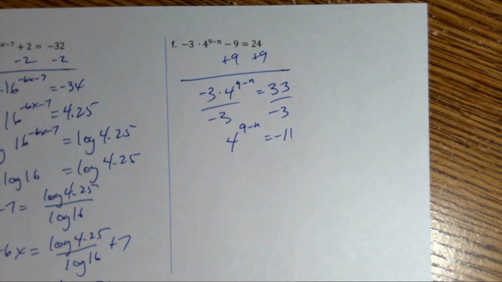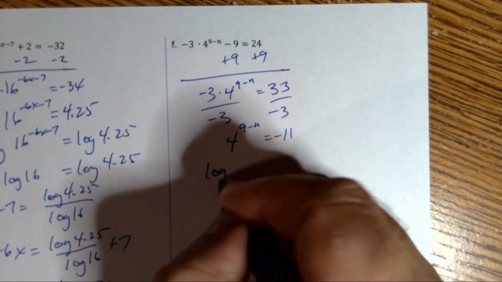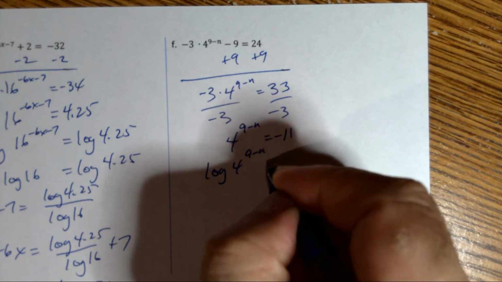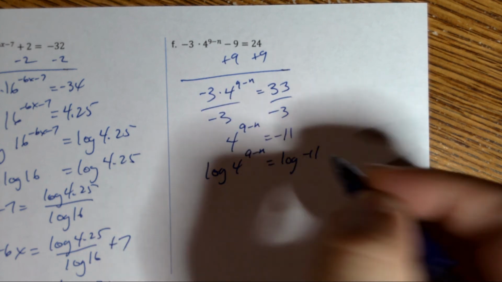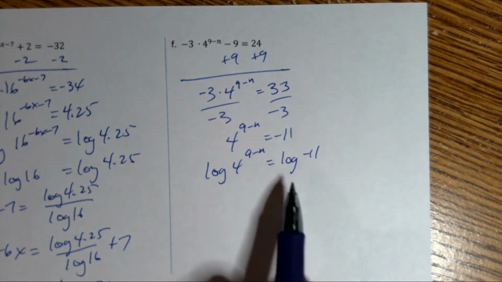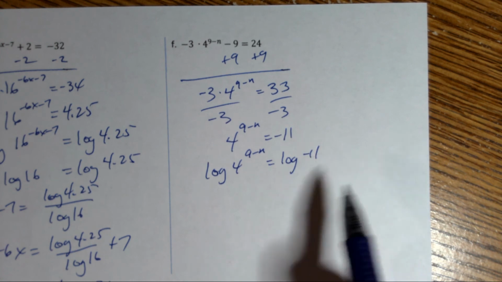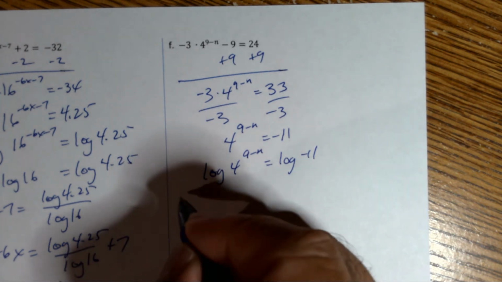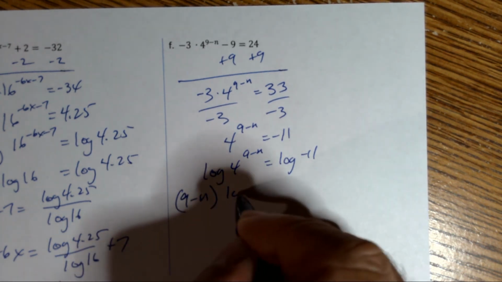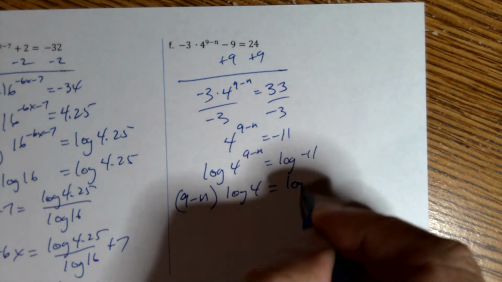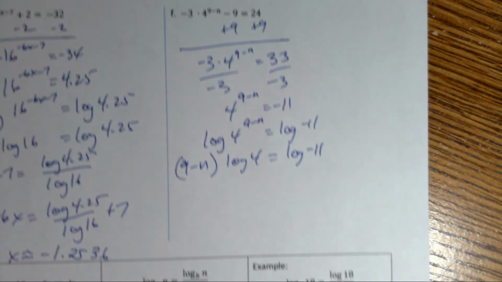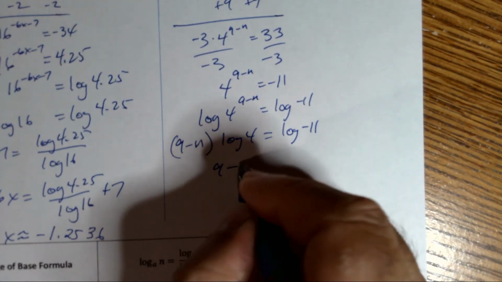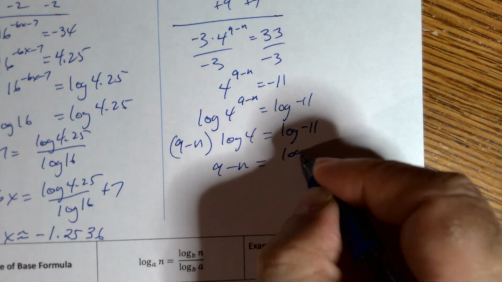Okay, but let's say you forget that this happens, which is likely. So you just go through the process. So log base 4 of 9 minus n equals log of negative 11. And maybe at this point you realize, wait, I can't take the log of a negative number. So there's no solution. Okay, but let's say you forget that. So you bring down the exponent: 9 minus n times log 4 equals log of negative 11. And you continue forgetting that you can't take the log of a negative number.